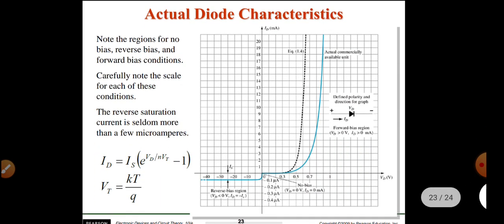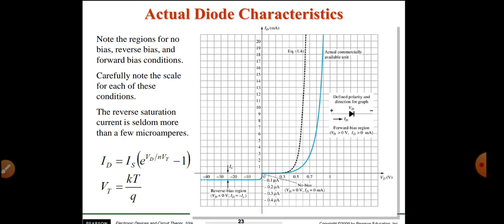So the diode current is given by Is, that is nothing but the reverse saturation current, e raised to Vd, that is the diode voltage itself, where at what voltage the diode will conduct, divided by eta Vt, minus 1, where Vt is equal to kT by q. Vt is nothing but the thermal voltage. So k is nothing but my Boltzmann constant, 1.38 into 10 raised to minus 23. Then T is temperature in Kelvin, and q is the charge on electron, that is 1.6 into 10 raised to minus 19 coulomb.